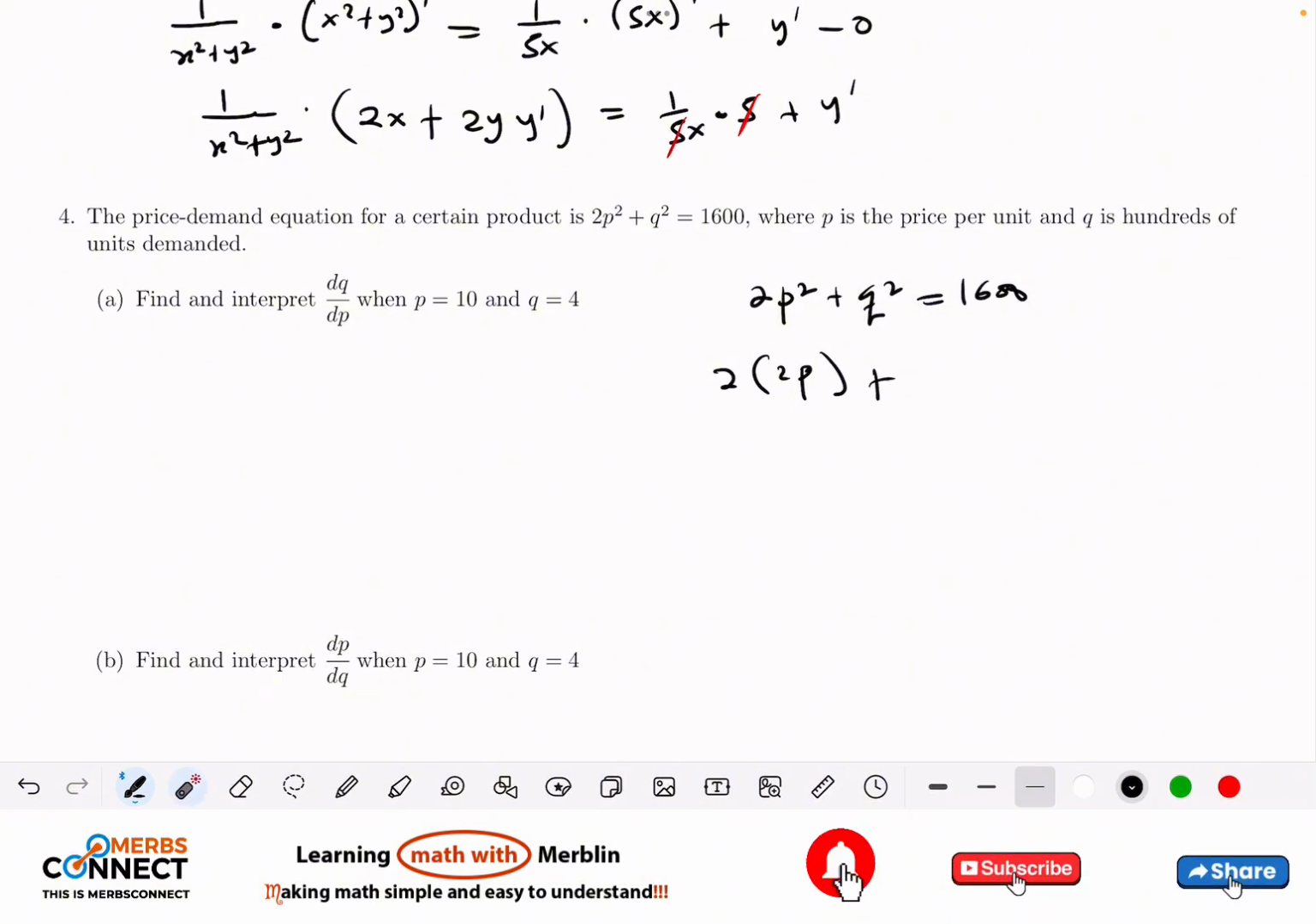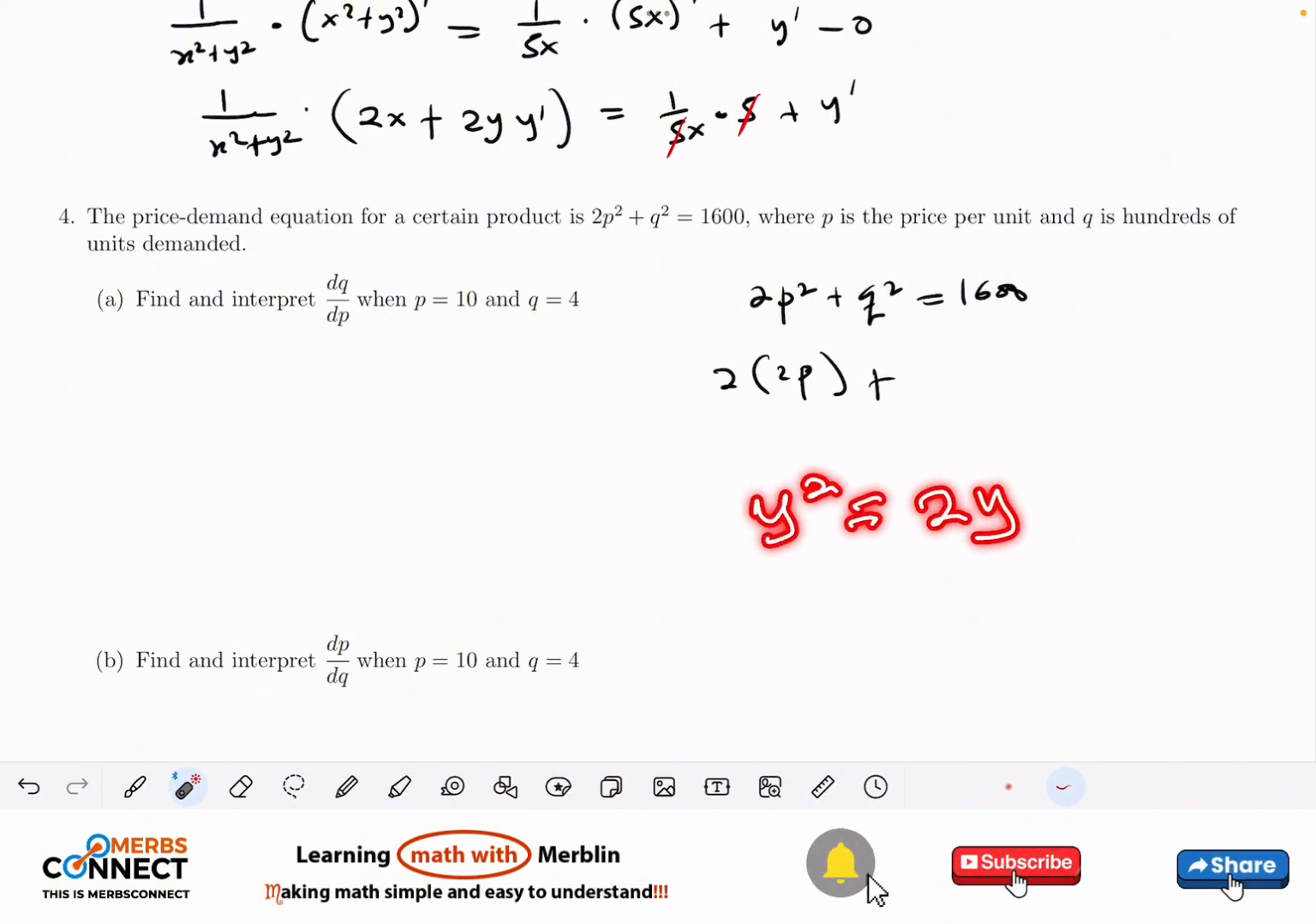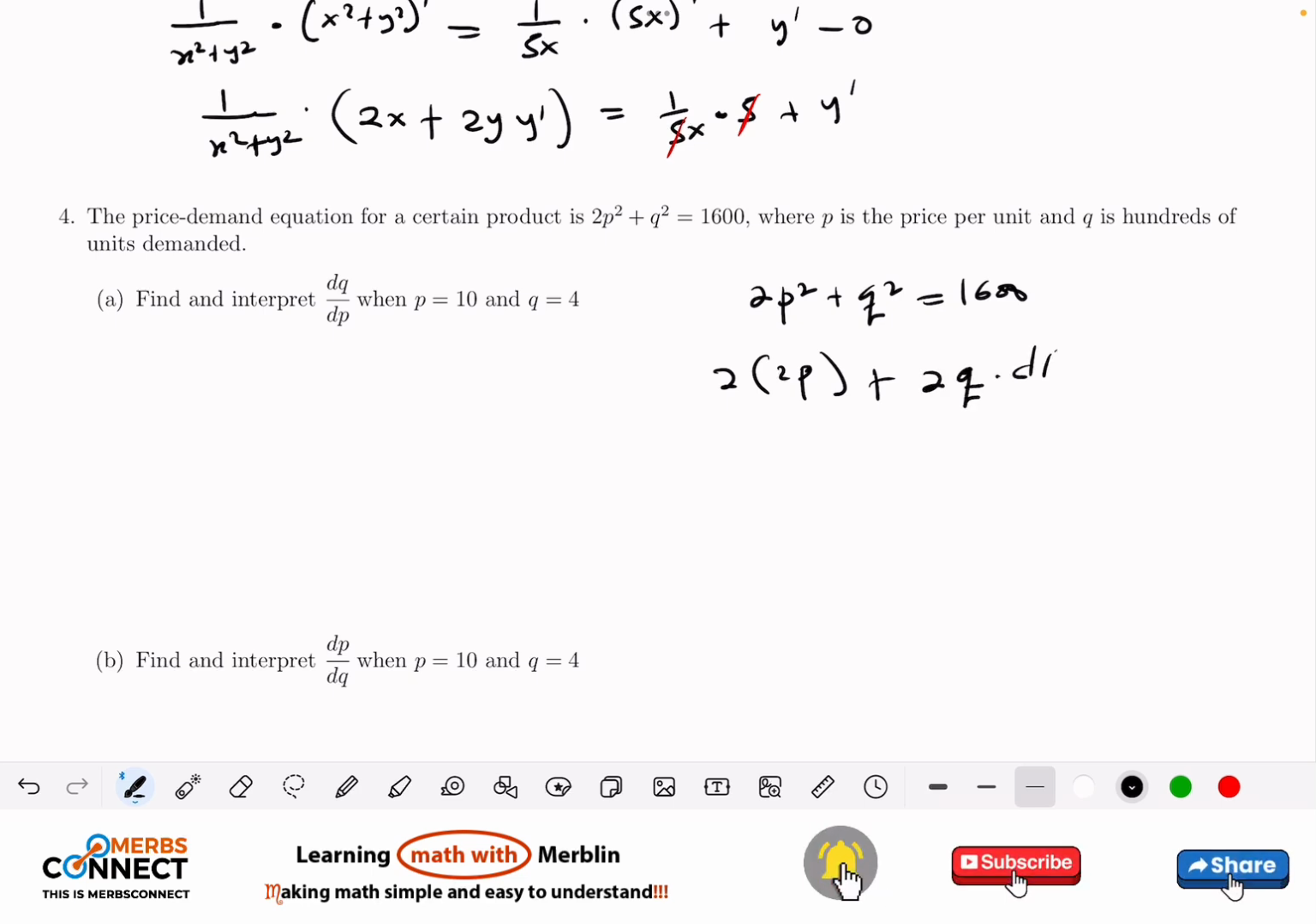Plus this one here, because we are differentiating q with respect to p, you look at this one like y. So when I differentiate y squared, what am I going to get? We said this is going to be 2y y prime, right? So this is going to give us 2q times dq over dp. This one we multiply by dp over dp, but dp and dp cancel, which is 1. So that's all. And this is supposed to be equal to 0.